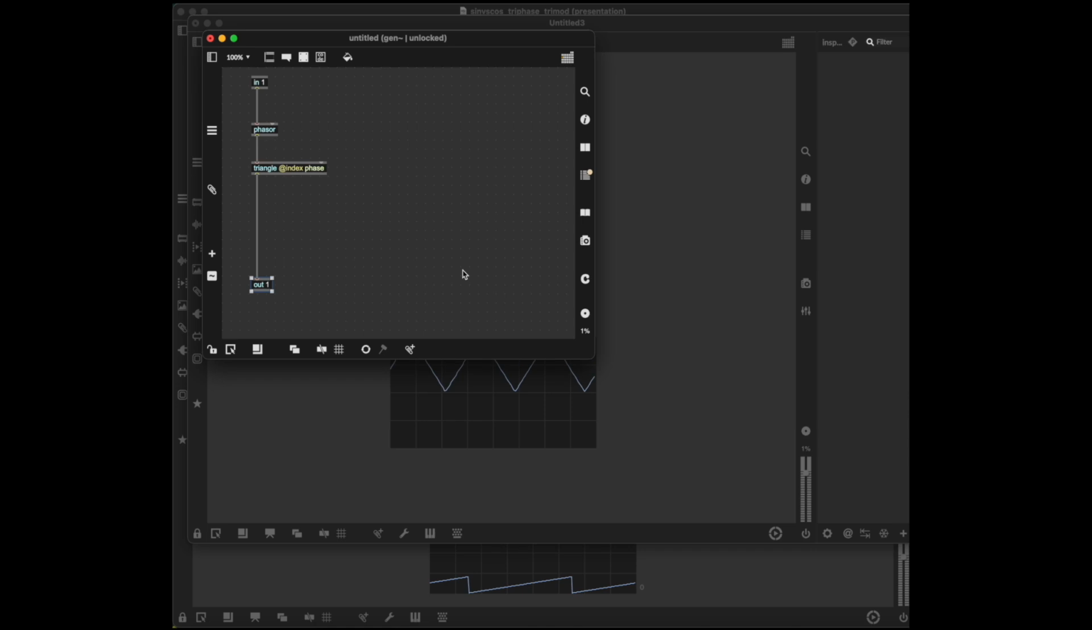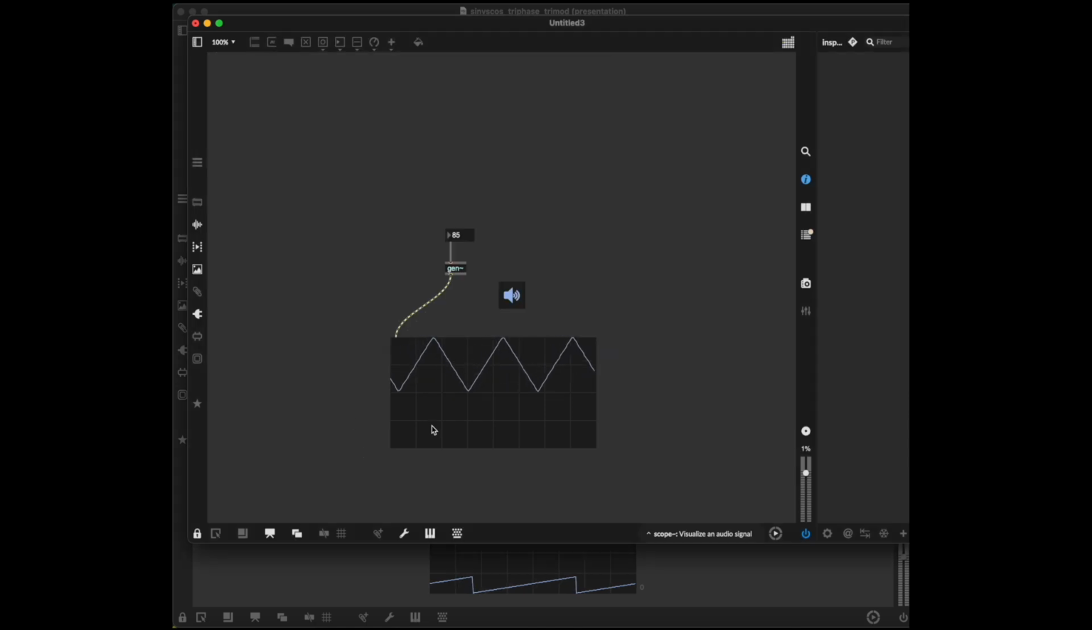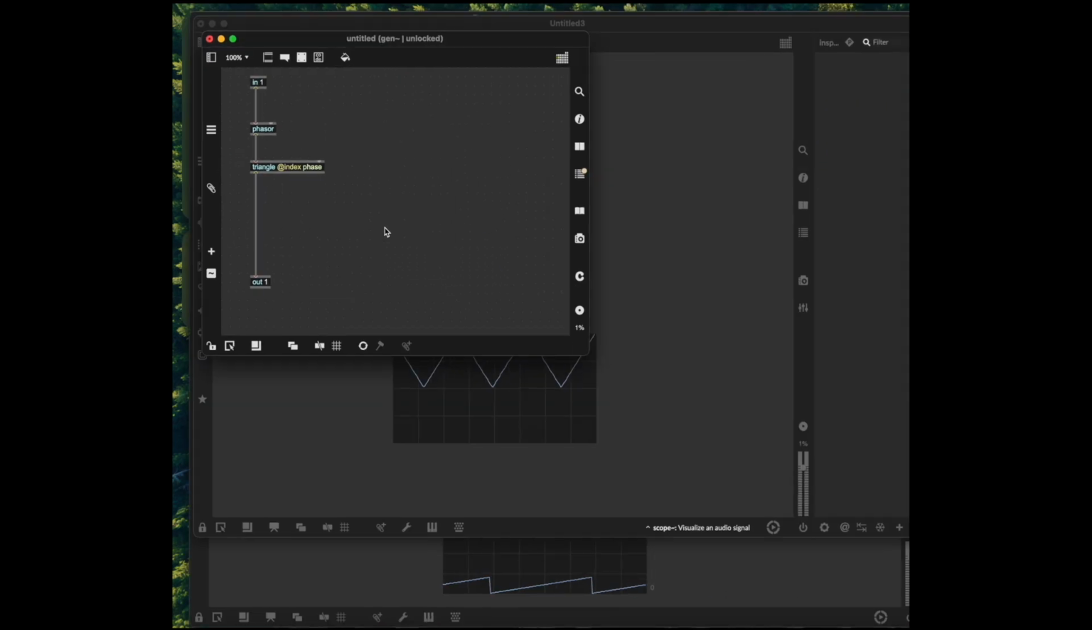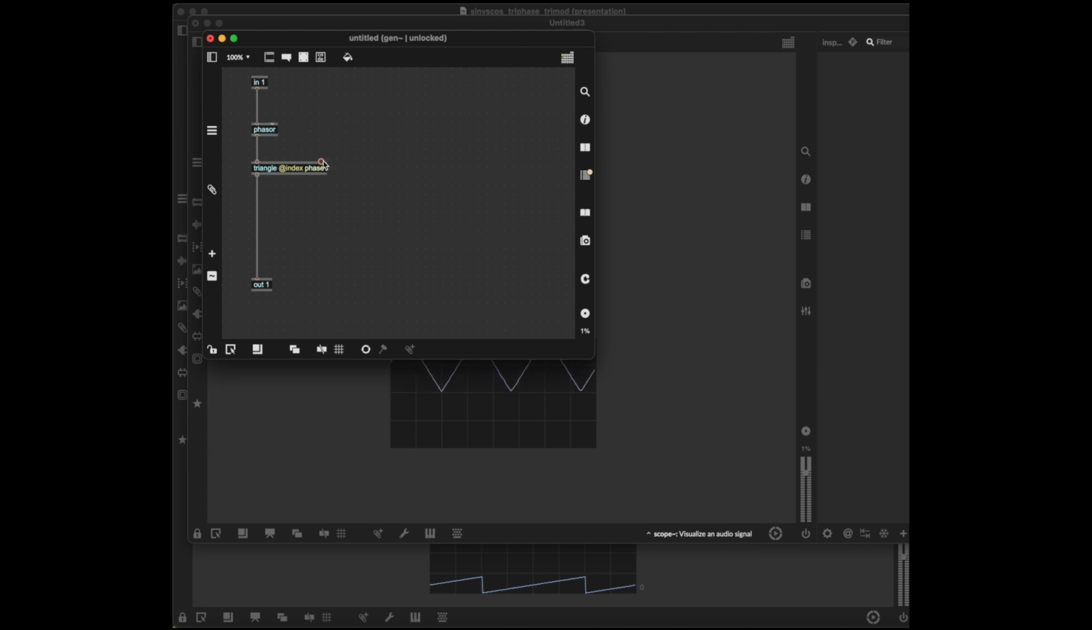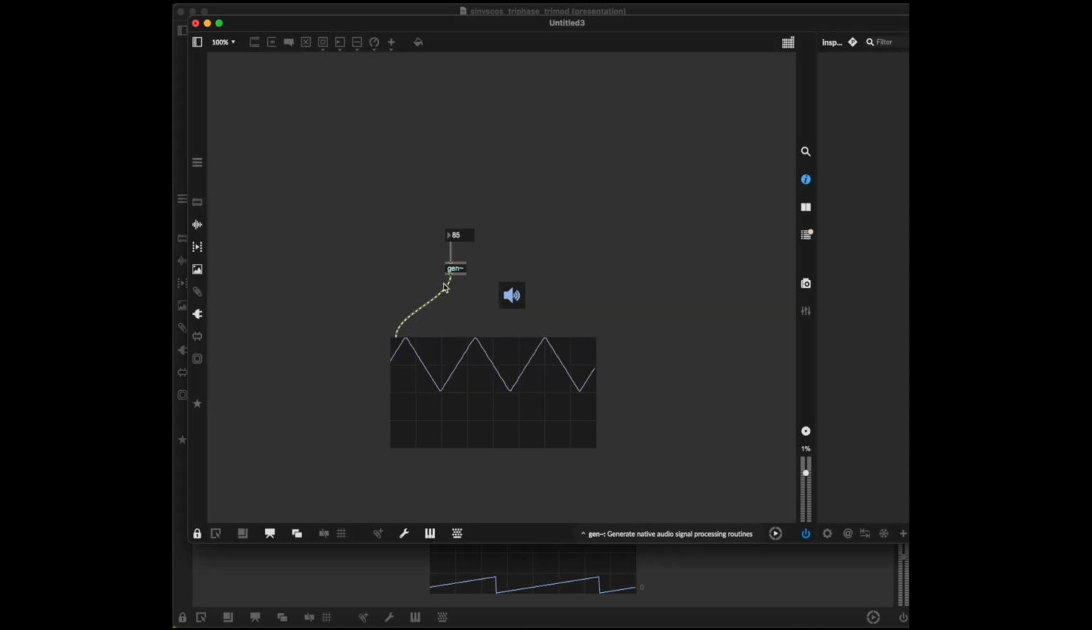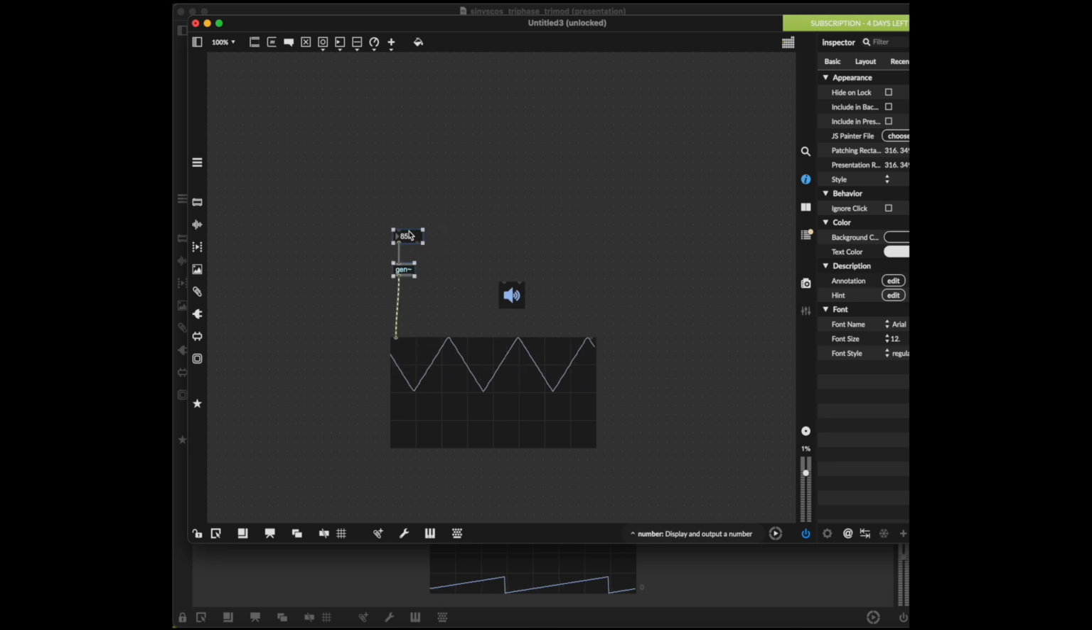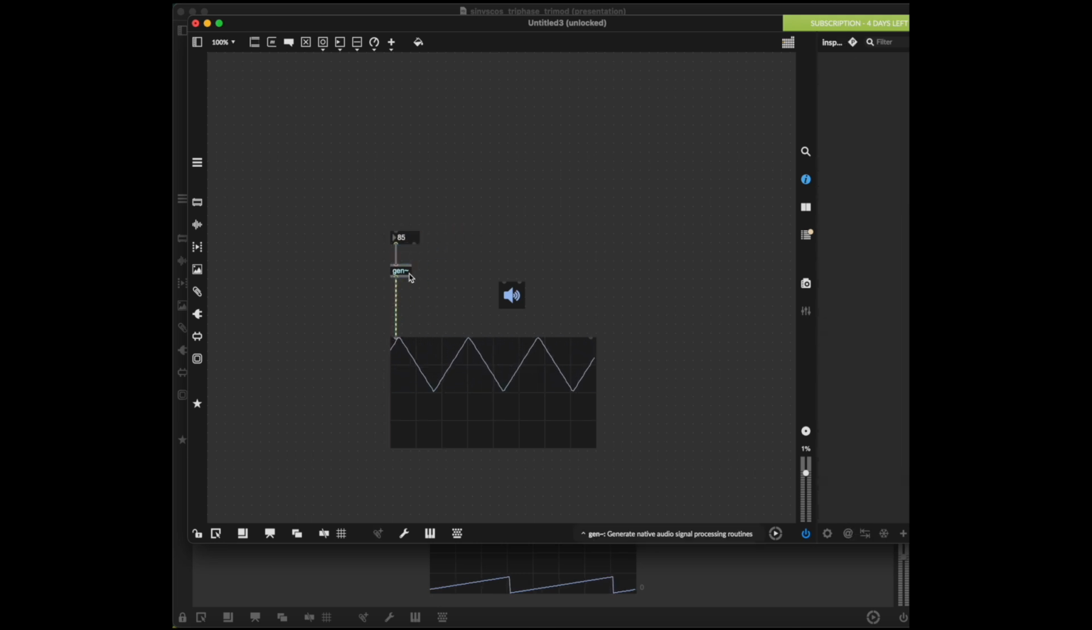Oh yeah, first I have to, okay, so here's the other thing. So this is what it looks like normally. And then this other inlet on the triangle object is the duty cycle, and it takes the value from 0 to 1. So what the crap is a duty cycle? You've probably heard that term used for square waves. And it's basically the same idea here. It changes the peak, like where it's at in its cycle.